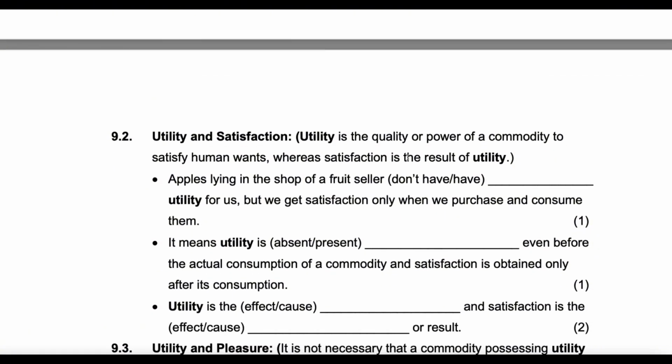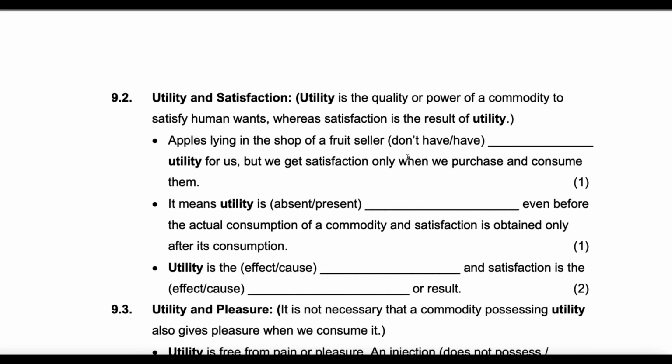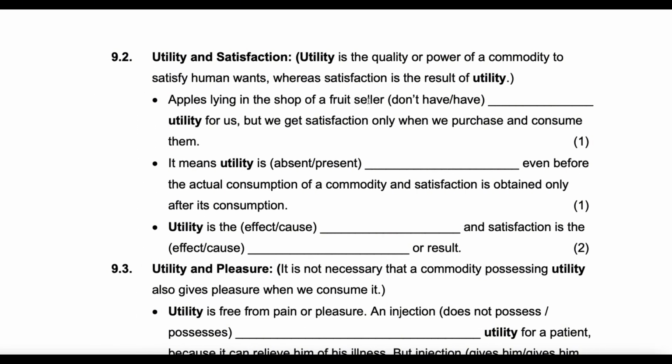Now, what's the relationship between utility and satisfaction? Does utility mean satisfaction? Because if we go back to the definition, it seems like it's one thing. Utility is satisfaction, but not really. That's what we're going to learn just now. Okay, so what's the relationship between utility and satisfaction? Utility is the quality or power of a commodity to satisfy human wants, whereas satisfaction is the result of utility.